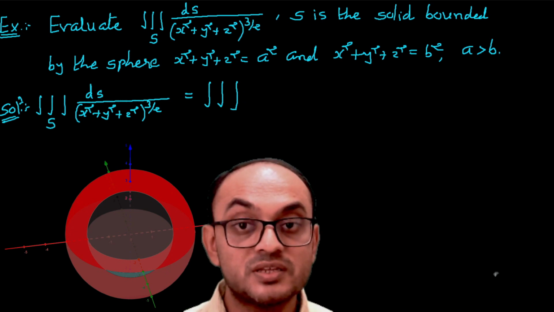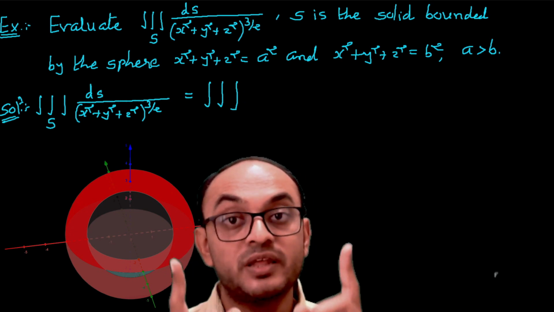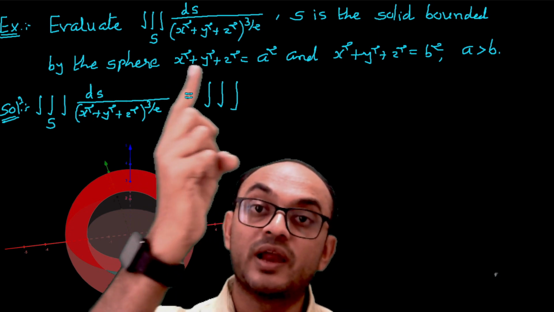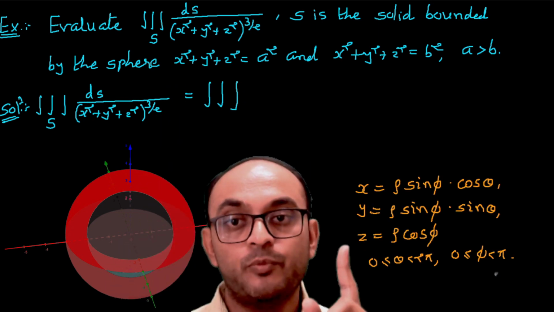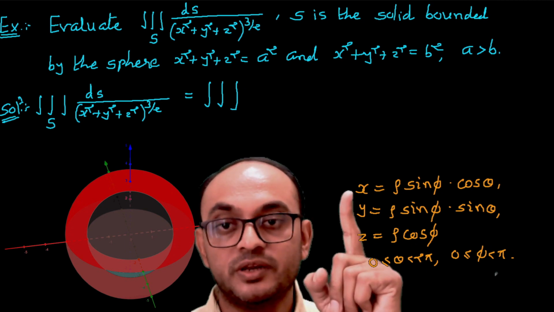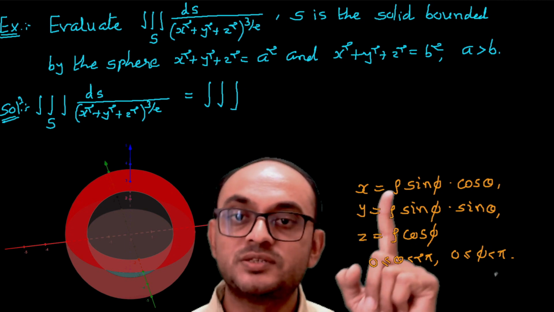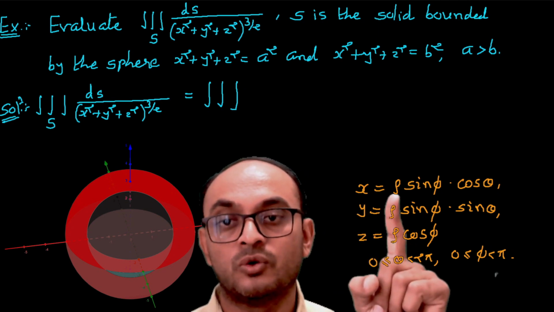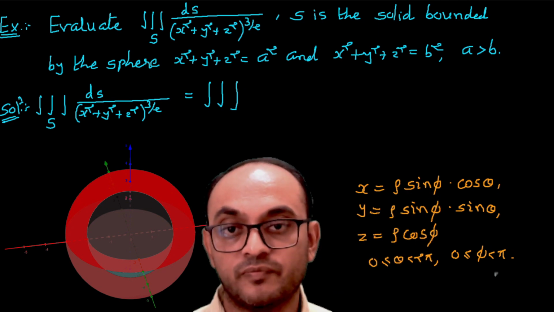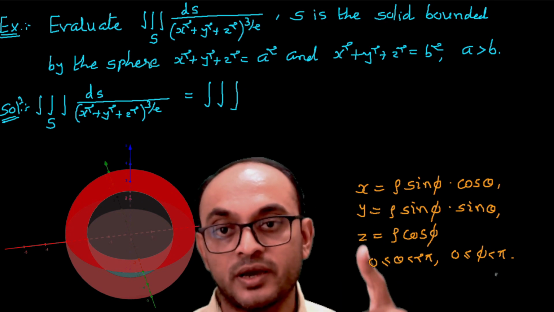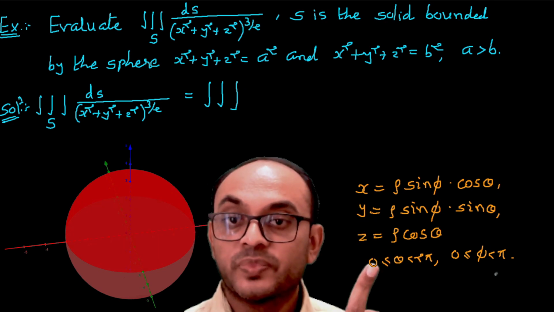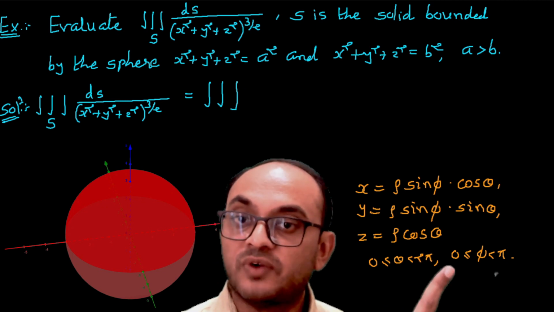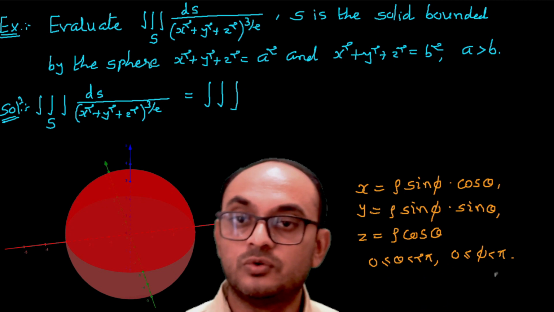So do you know which are the spherical coordinates? Let me explain the spherical coordinates first. Then we discuss how to write the limits. I have mentioned here the relation between Cartesian coordinates and spherical coordinates. The spherical coordinates are rho, phi and theta. The Cartesian coordinates are x, y and z. What is theta? 0 less than or equal to theta less than or equal to 2 pi. And what is phi? The range of phi is 0 to pi.